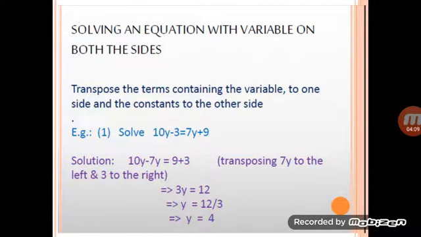So 10y minus 7y results in 3y equal to 12, because we have combined the other side as 9 plus 3. To separate y, we will divide both sides of the equation by 3. So 3y by 3 is equal to y and 12 by 3 equal to 4. So the final equation is formed as y equal to 4.